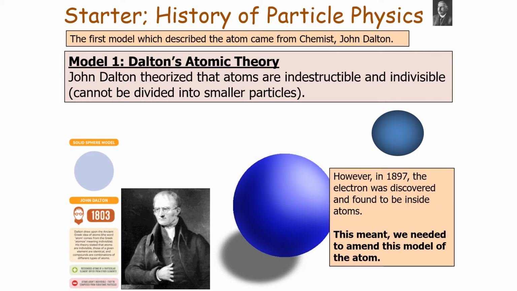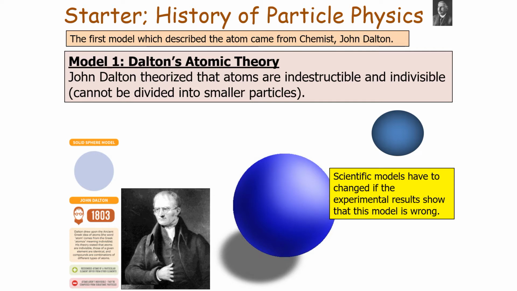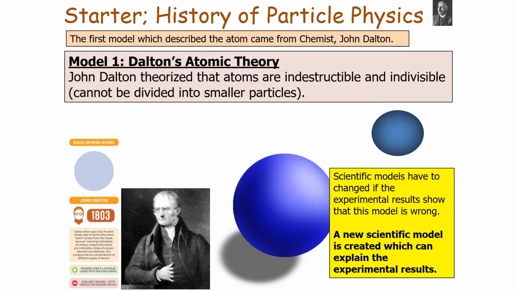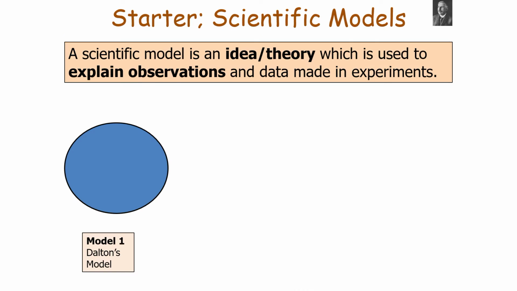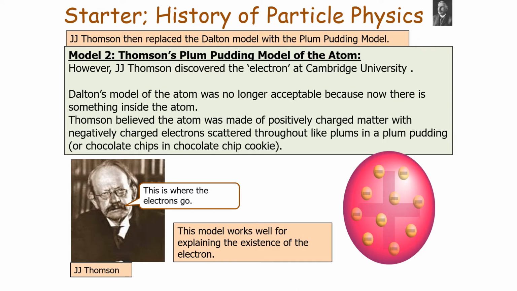But in 1897, experiments found the electron, and it was found to be smaller than an atom, and it was found inside an atom. This meant we needed to amend the model of the atom to include these electrons, because scientific models have to change if the experimental results show that the model is wrong. So a new scientific model is created which can explain the experimental results. We started off with Dalton's model, but when J.J. Thomson discovered the electron at Cambridge University, Dalton's model was no longer acceptable because now there is something inside the atom.